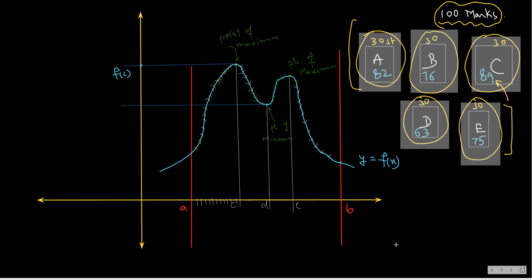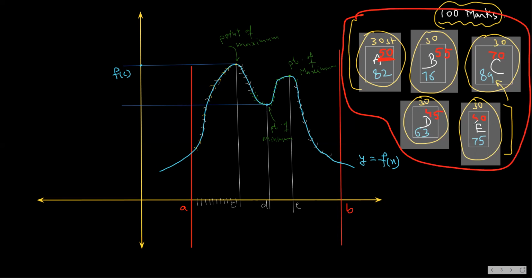Similarly, we can have an example on minimum also. Say the minimum marks obtained in division A was 50. In division B, the minimum marks was 55. In C, the minimum marks was 70. In D, the minimum marks was 45. And in E, it was 40. So now what you notice is that 50 is the local minimum in division A. Is 50 the absolute minimum? No, the absolute minimum amongst these 5 divisions occurs at 40.